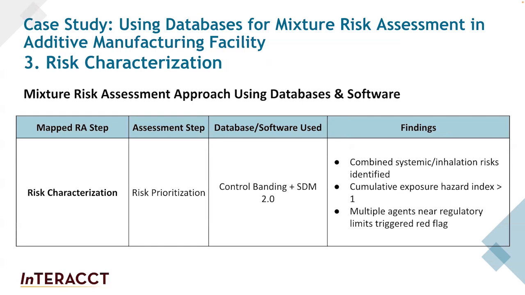In the final step of the mixture risk assessment, we characterize and prioritize the identified risk. Using control banding, in combination with STM 2.0, we evaluated the combined systemic and inhalation hazards from all agents in the process. The analysis showed a cumulative exposure hazard index greater than 1, indicating potential concern. In addition, several agents were operating near their regulatory limits, which triggered a red flag for future control measures. This step integrates all prior data to determine which risks require the most urgent attention.